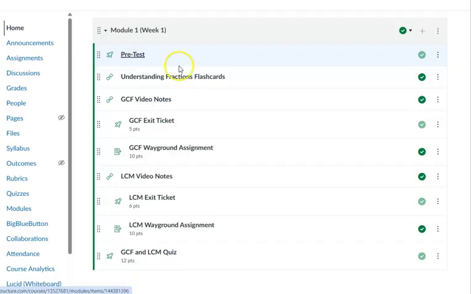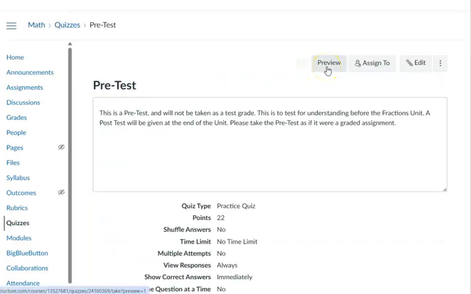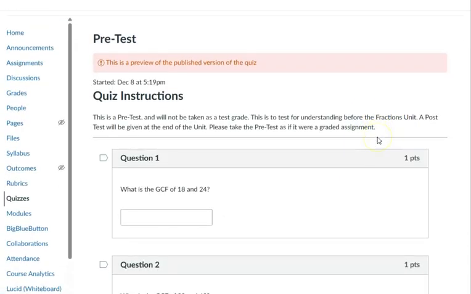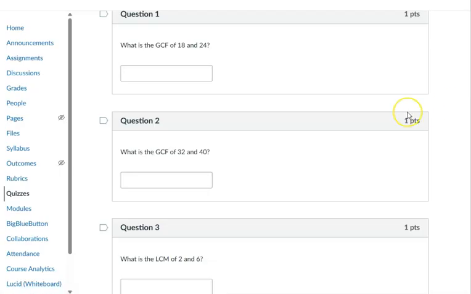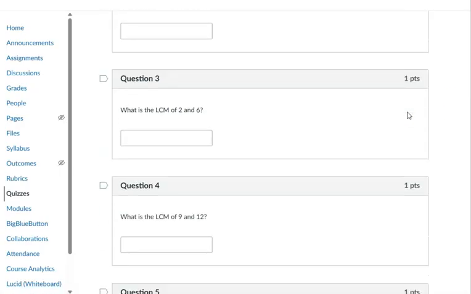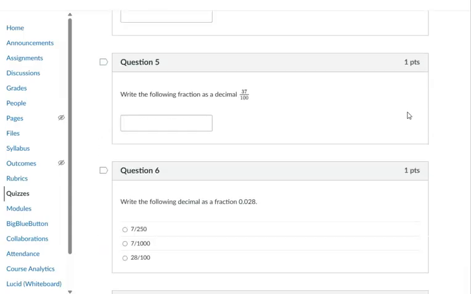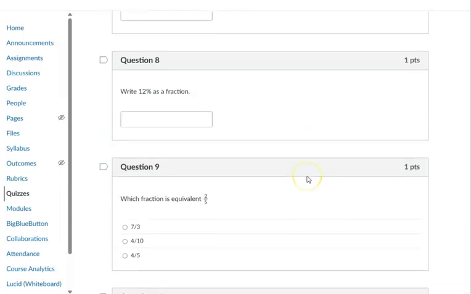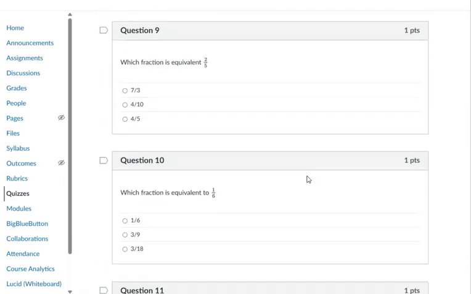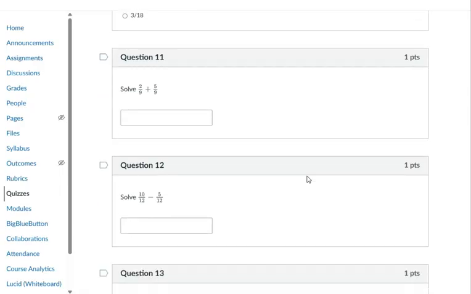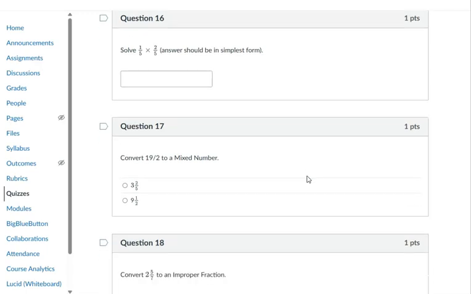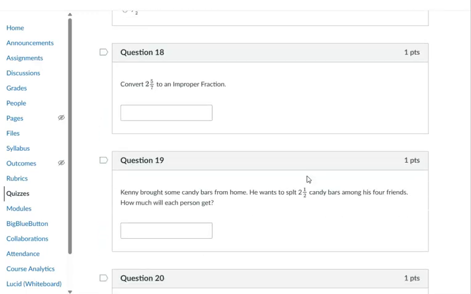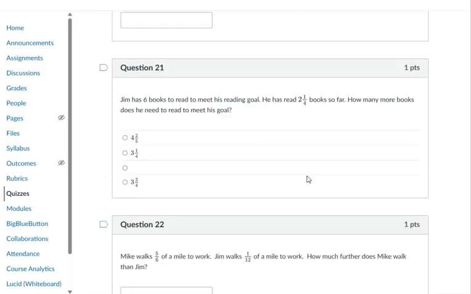If we click on the pretest, we're going to have to go to Preview as if we were a student. And the pretest has questions ranging from greatest common factor to working with mixed numbers. These include topics that are taught throughout the course. So here would be what they would look like. There are multiple choice or written responses, fill in the blank type questions. All questions relate back to the course learning outcomes and will be reflected in the post-test.